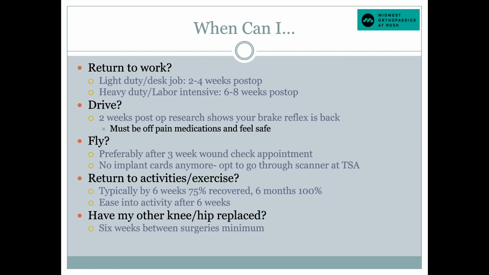As far as returning to activities and normal exercises, typically by that 6-week appointment, we clear you to do this. At 6 weeks, we expect you to be about 75% healed and reaching 100% at that year mark. We do want you to ease into these activities, allowing yourself to adjust and get back to your normal self, and no high impact activities like running, jumping, tennis, or pickleball until that 3-month mark would be a safe option. And then if you do need your other knee or hip replaced, we do have a minimum of 6 weeks between surgeries.